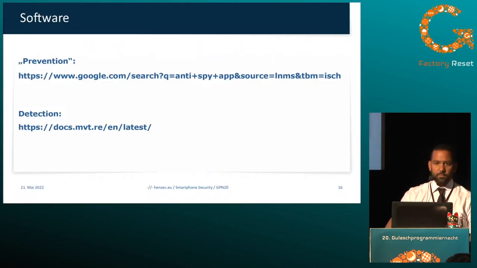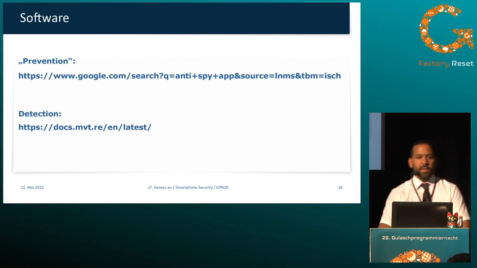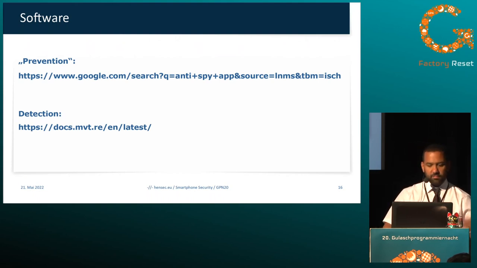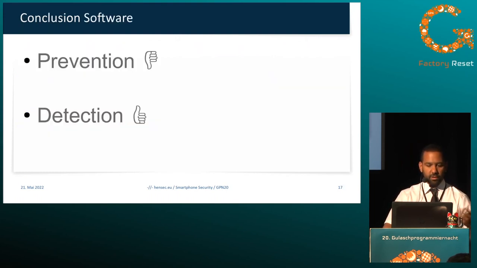For us, there is an open source tool to detect if Pegasus is installed, from the MVT, the lower link. By this, it's possible to detect if the smartphone was compromised already. To make it short, the software solutions, the apps we can download, are not really good for prevention. For detection, it works somehow.